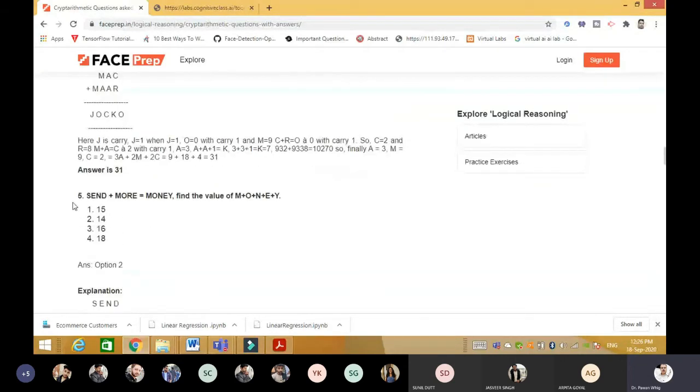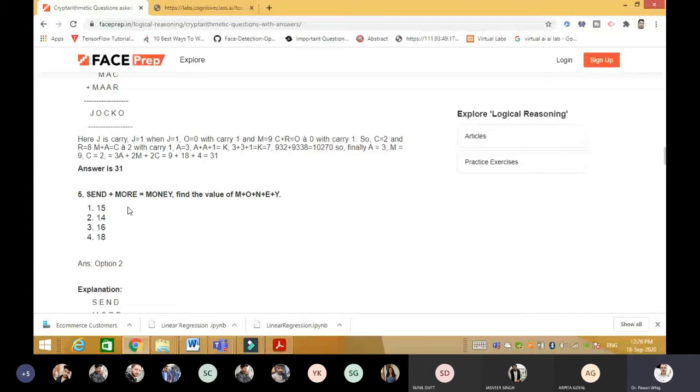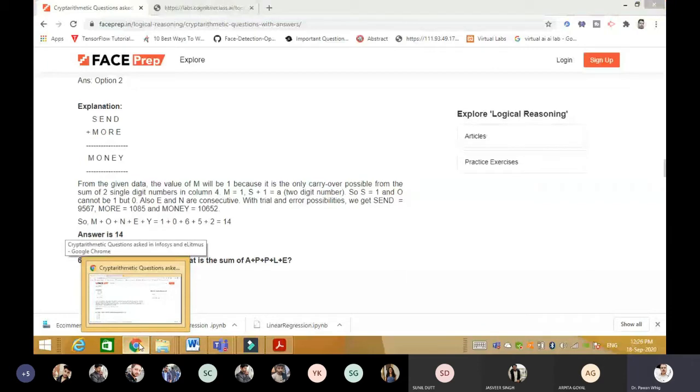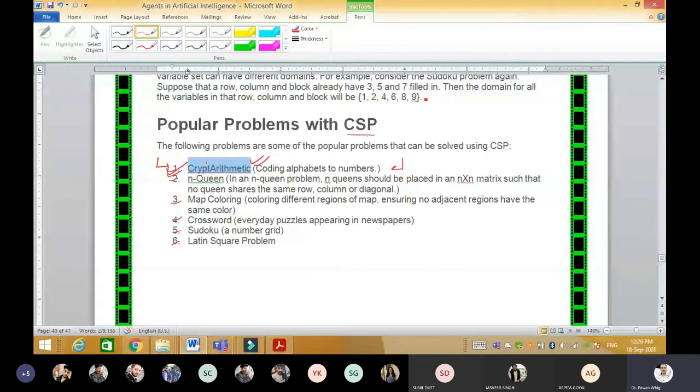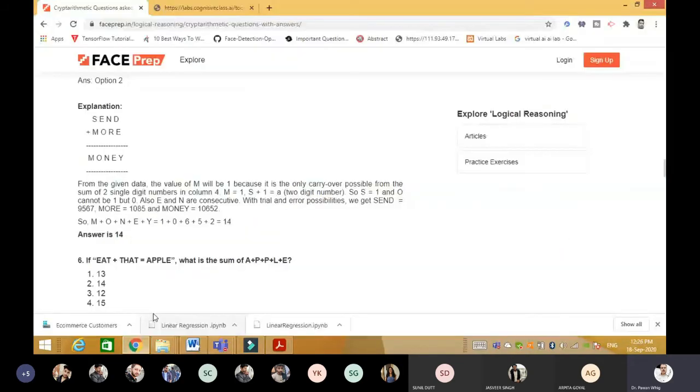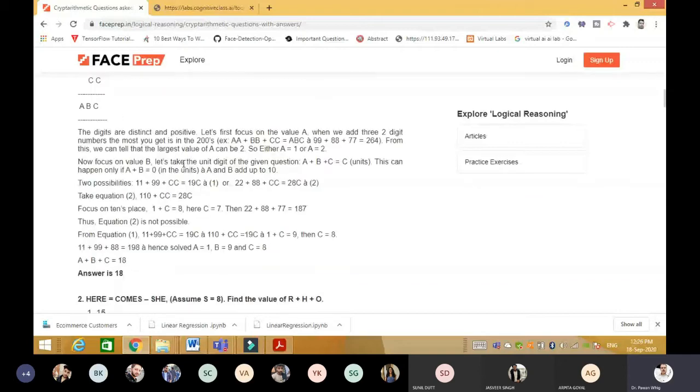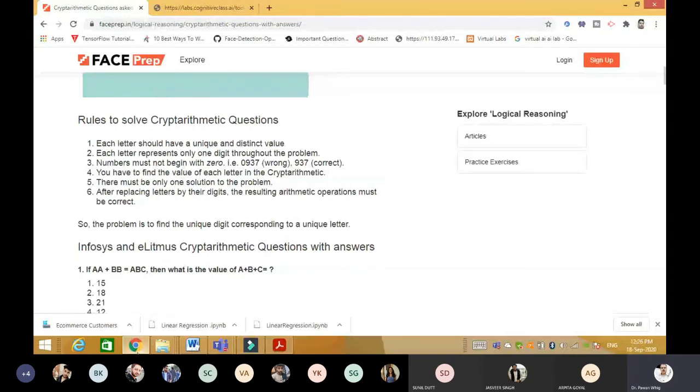Yeah, this one, CENT plus MORE is equal to MONEY. The same question is asked in your exam in final year MCA AI. They want you to give the solution of this, and it is a constraint satisfaction problem. So this is the task that I give to you as homework. You must solve all the questions over here. If you are not able to solve that, then I will discuss it in the next class. Otherwise I hope you will solve it on your own.